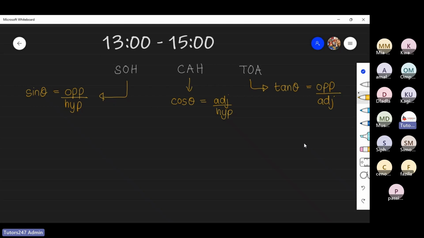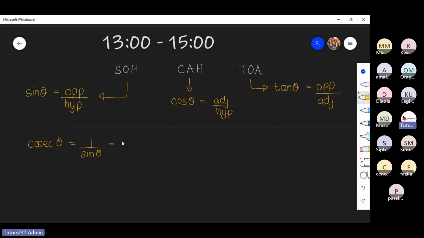SOHCAHTOA. In addition to those three, you have another three, which are the reciprocals of the above. A reciprocal is just to flip it over or to put one over an item. Now, the reciprocal of sine is cosec. So this is then going to be cosec theta equals. Now, when we're dealing with cosec, always remember it's the opposite or the flipped version of the original. So if you want to find cosec theta, all you need to do is flip sine, okay? So keep in mind cosec is equal to 1 over sine theta.